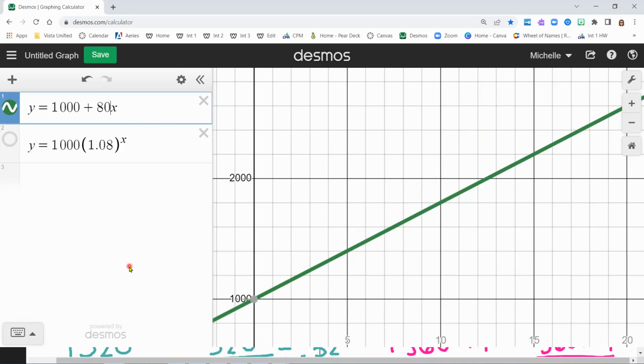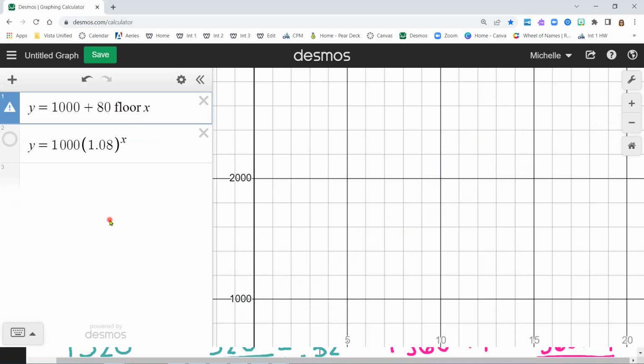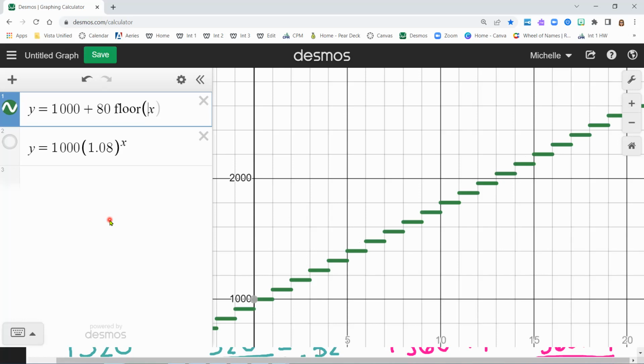So what I'm going to do is move my cursor right in between the 80 and the x. I really want it in front of the x. And I'm going to write the word floor, F-L-O-O-R. Okay. And I'm going to put parentheses around the x. Now, what this floor does is it makes the step. We have something called a floor and something called a ceiling.